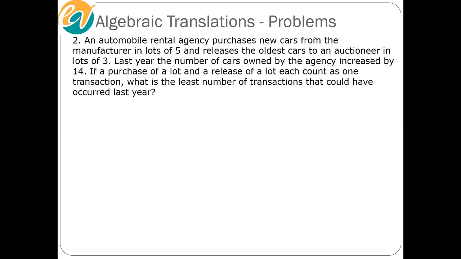Yes, friends, any progress? How are you guys approaching this? So the rental agency purchases new cars from the manufacturer in lots of 5 and releases the oldest cars to an auctioneer in lots of 3. Last year, the number of cars owned by the agency increased by 14. If a purchase of a lot and the release of a lot each count as one transaction, what is the least number of transactions that could have occurred last year?